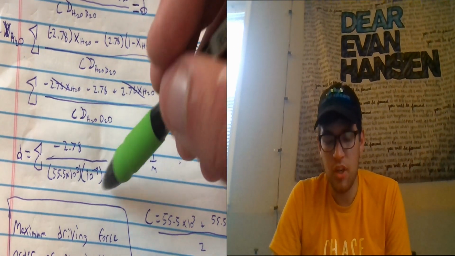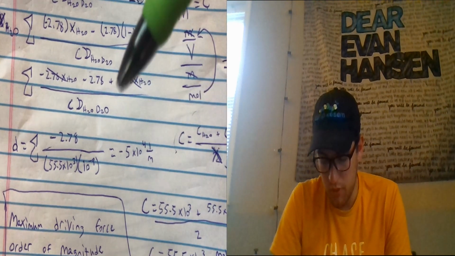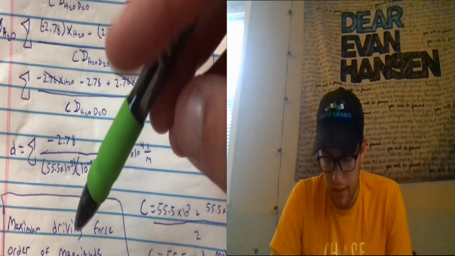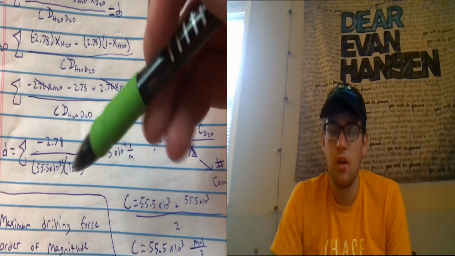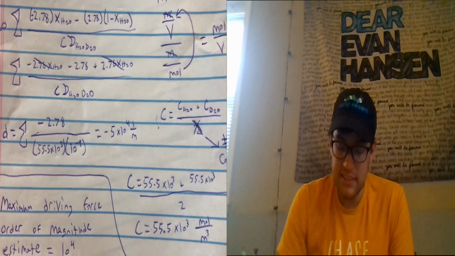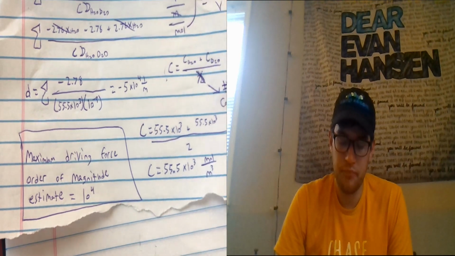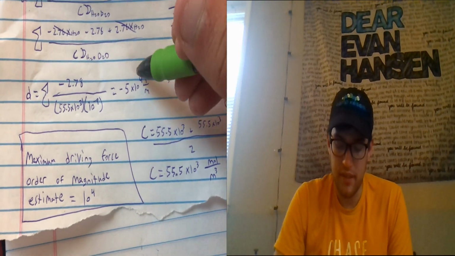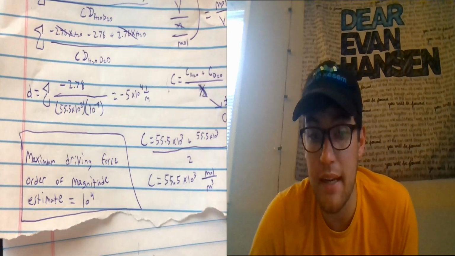for liquids when we're in respects to meters, which we are in this equation, and we get negative 5 times 10 to the 4th 1 over meters, which is the driving force. So our estimate for the driving force, since it's 10 to the 4th, would be 10 to the 4th when going into terms of magnitude.